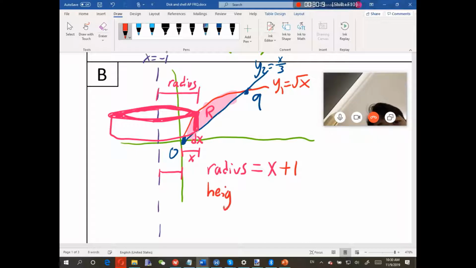Okay, then I need the height of that box. So what's the height right now? It's based on my y values, but I have two y values.